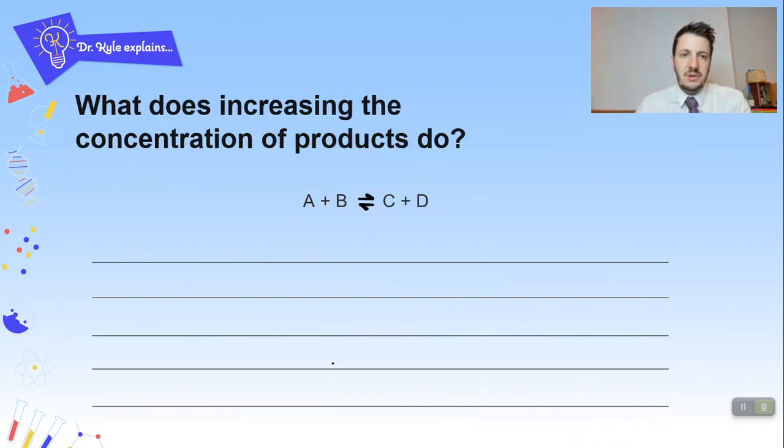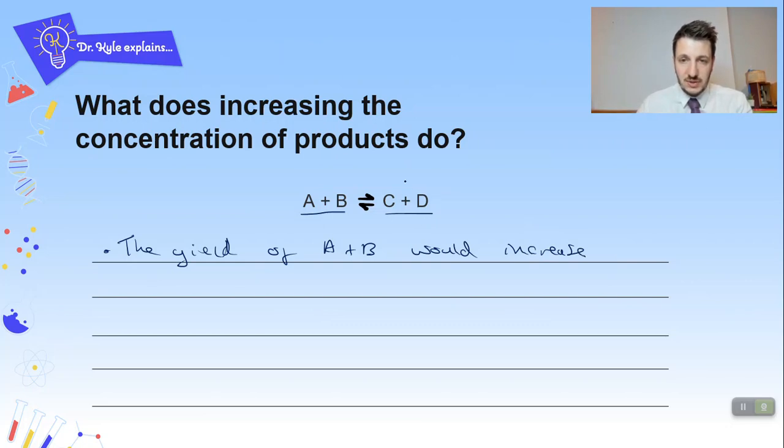Okay, let's have a look at another example. What does increasing the concentration of products do? Obviously we've got our reactants there and we've got our products there. A common mistake here is people start talking about the endo and exothermic side of the reaction. That's only to do with temperature. So we're going to look at our reactants here and our products on this side, and it's telling us we are increasing the amount of products. What does Le Chatelier's principle tell us is going to happen? We're going to counteract that change. And so the yield of A and B would increase, and that's because we've increased the amount of C and D.